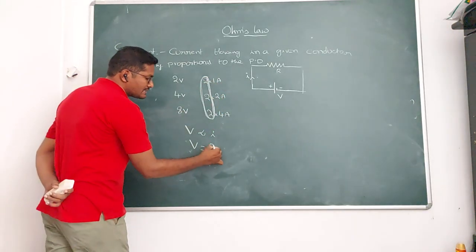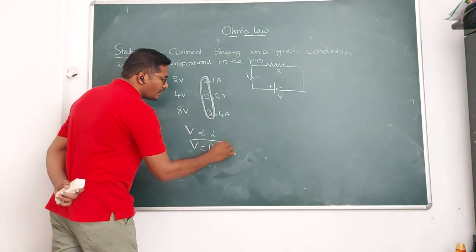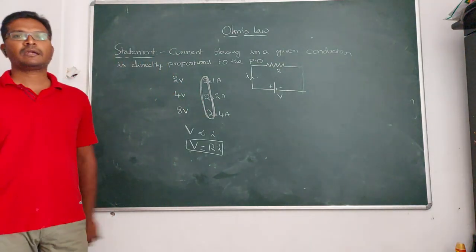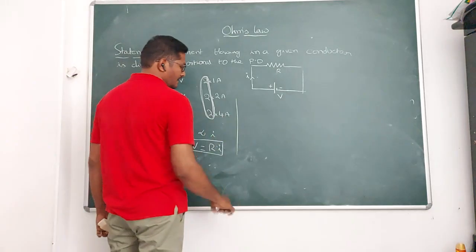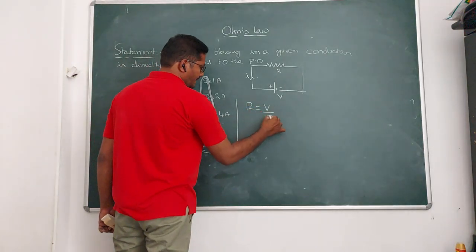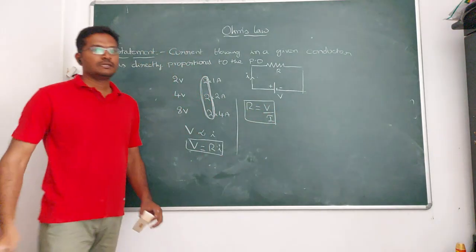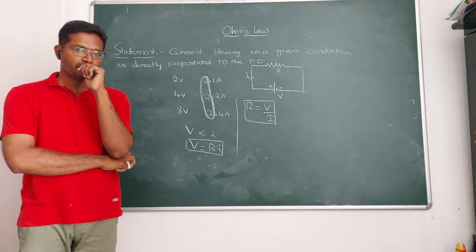This constant is called the resistance of the conductor. Then you can find out the resistance of a given conductor: R is equal to V by I. So this is how you are going to find the resistance.